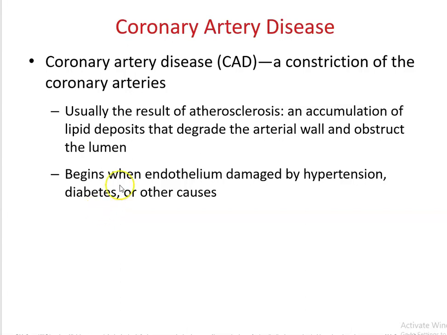There are several types of heart disease. Coronary artery disease is one type of heart disease. It's due to the constriction of coronary arteries. It could be accumulation of lipid deposits within the artery wall. This disease begins when the endothelium is damaged by hypertension, diabetes, or other causes.